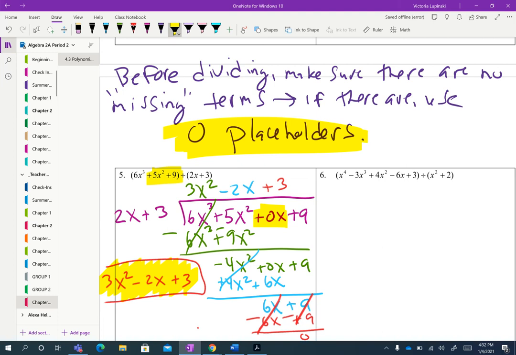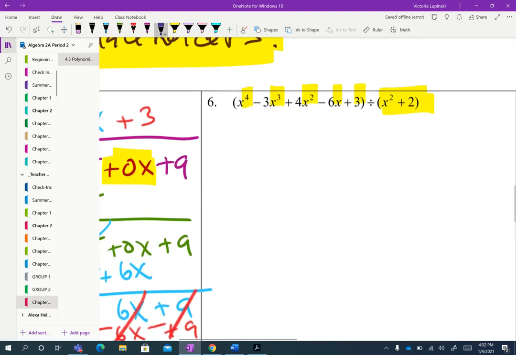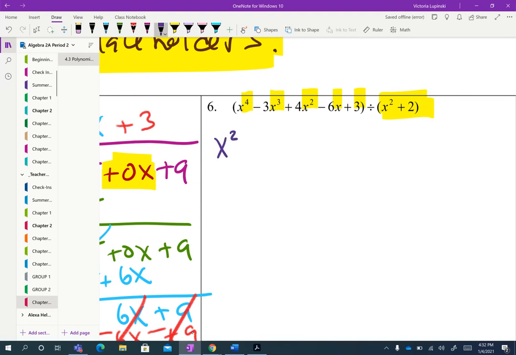One more long division problem here. And again, take a quick look. It goes from 4 to 3 to 2 to linear to constant. But the problem is in the divisor. Because the divisor goes from the square down to the constant, that means I need to use a placeholder outside. So I'm going to do x squared plus 0x plus 2, and then x to the fourth minus 3x cubed, and then so on.